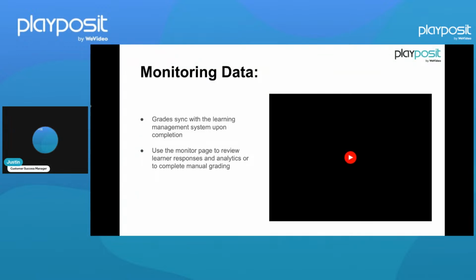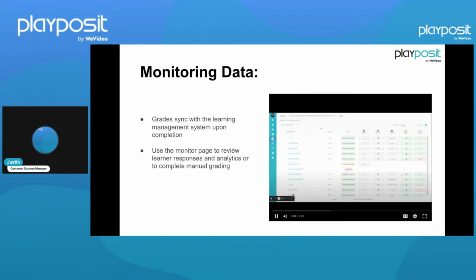So learner data is collected in real time. If your bulb contains auto-graded interactions, they're going to be synced to your LMS gradebook once learners create their bulb or engage with it. On the PlayPosit monitor page, you can then review learner data and complete any manual grading as necessary. And so let me just show you what that looks like here.